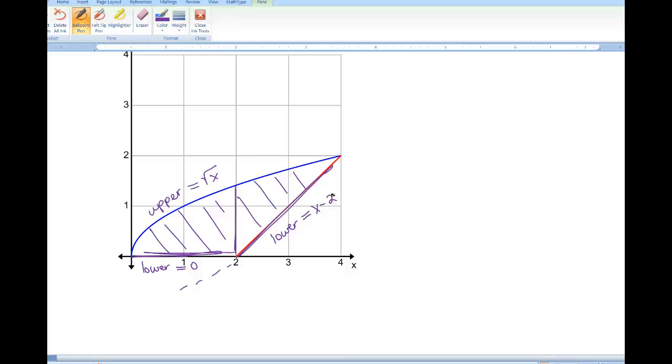You have to choose two separate. Yeah, we're going to do two separate. So here's how it's going to look. The first one is going to go from 0 to 2 of just square root of x dx. You could put minus 0, but you don't need to. The next part is going to go from 2 to 4 of the square root of x minus x minus 2 dx.